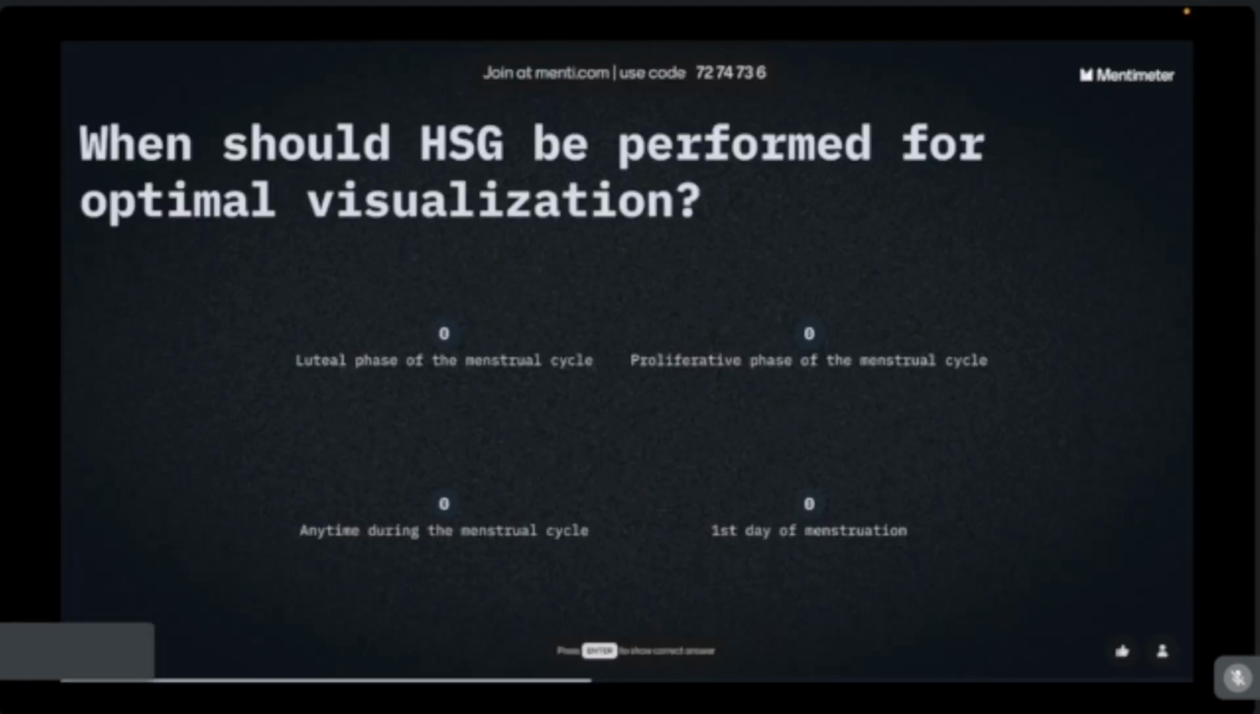Here is our first question. When should hysterosalpingography be performed for optimal visualization? Do we perform it in the luteal phase of the menstrual cycle, or the proliferative phase of the menstrual cycle, or any time during the menstrual cycle, or on the first day of menstruation? You can choose whatever you want.